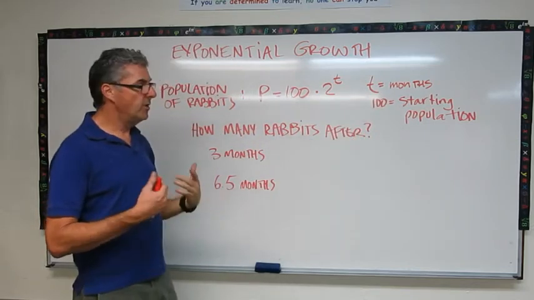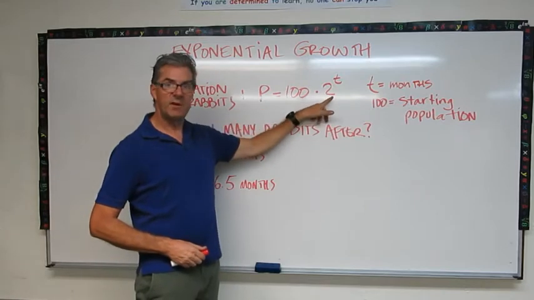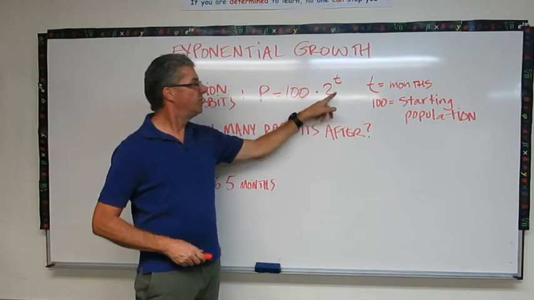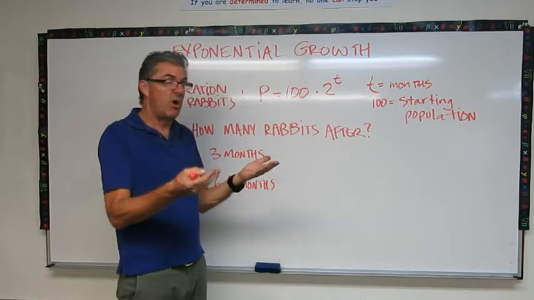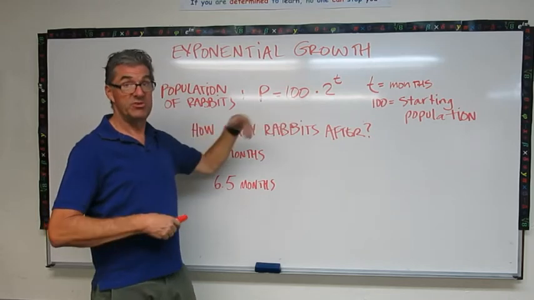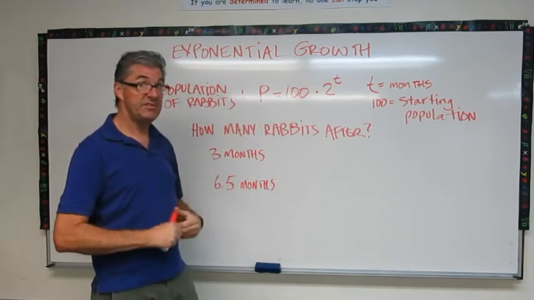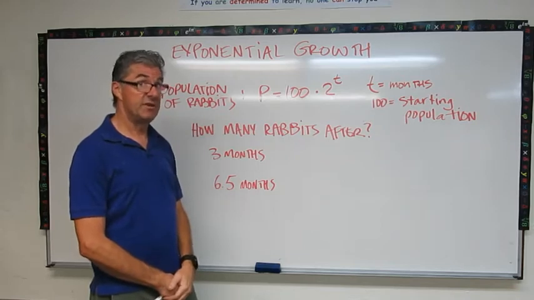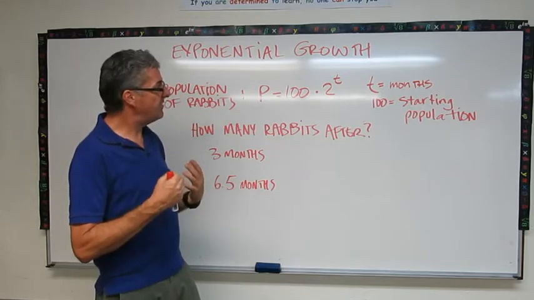Now, from our previous work, this is a doubling function. Our base is 2, so each time the month increases by 1, we're going to multiply by 2 one more time. So it's going to double again. In a way, this is saying the population of rabbits doubles every month. That's fast growth.